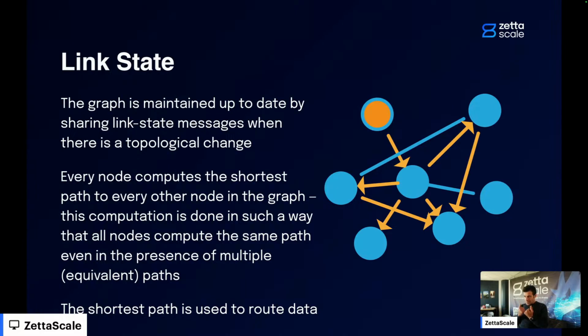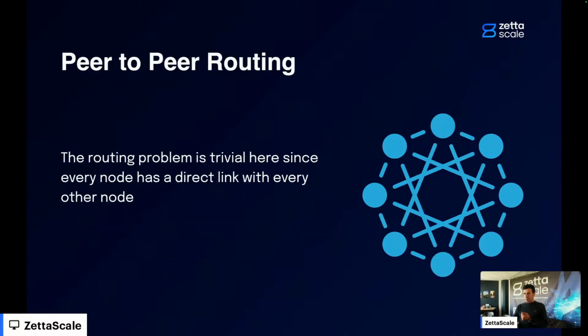And this computation is done in such a way that even if there are multiple paths from A to B that have the same cost, every node chooses exactly the same path. Okay, that's very important to remark. And then the shortest path is used to route data. So every element has a routing table. I receive a push message for a given key expression. I know where I have to send it. Okay, so that's pretty straightforward.